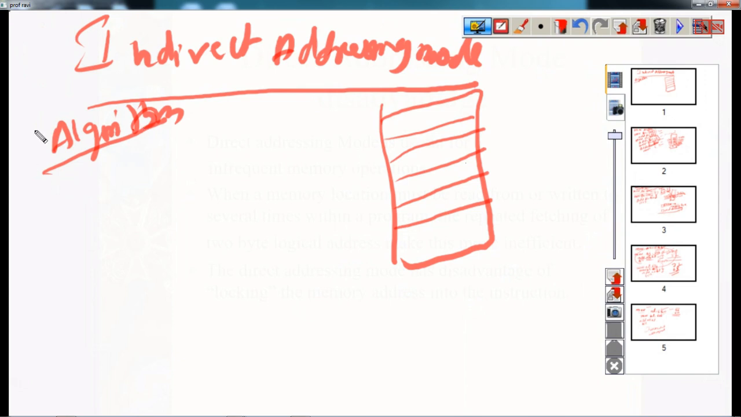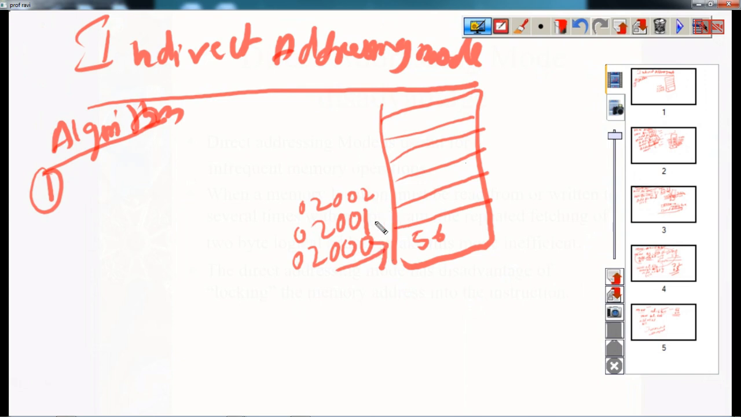Right, so the algorithm here is this. Here 02000 is my first byte, 02001 is my second byte, 02002 is my third byte. Instead of writing these memory addresses in the program, I point out the memory with a pointer and I increment the pointer. Then there is no need of pointing out these memory locations. That is what is called indirect addressing mode.